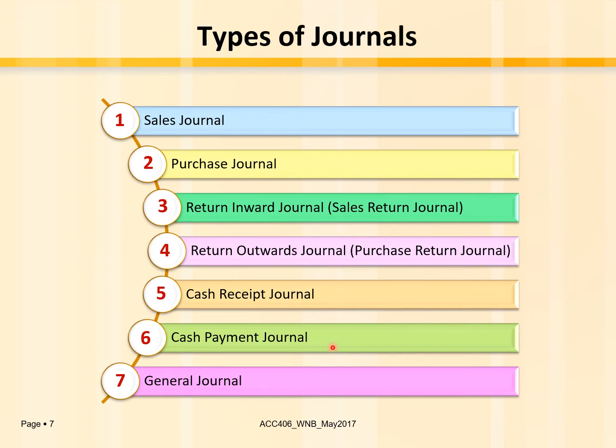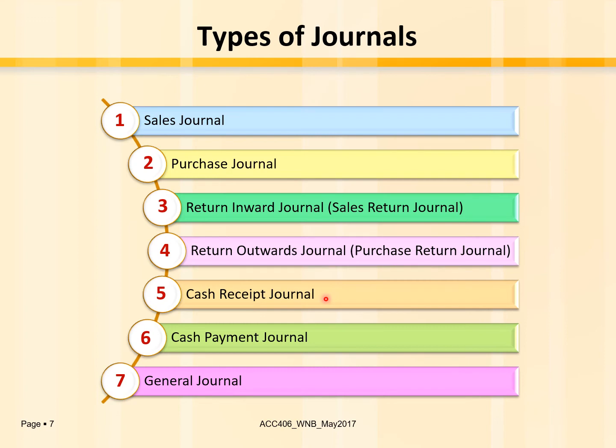Ada 7 altogether. So, you punya task dalam final exam adalah untuk identify transaction tu masuk dalam journal mana. So, sales journal, purchases, return inwards ataupun nama lain dia sales return. I suka guna sales return as compared to return inwards. So, sebab dia lagi senang. You buat jualan, lepas tu ada pulangan jualan, sales return. Return outwards also known as the purchase returns journal. Okay, yang ni you beli barang, lepas tu you return. So, nama dia purchase return. Kita akan masukkan dalam purchase return journal.